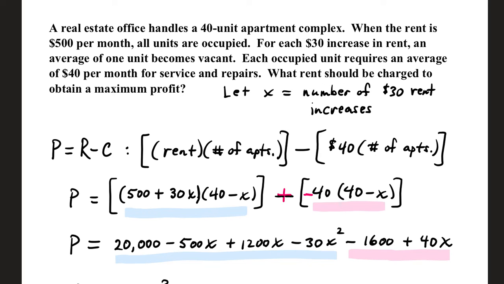Combining like terms, we have a negative 30x squared, minus 500 plus 1200 plus 40, and there are three terms that are like with the x's. Grand total 740x. There are some constants, 20,000 and minus 1,600. That's 18,400.